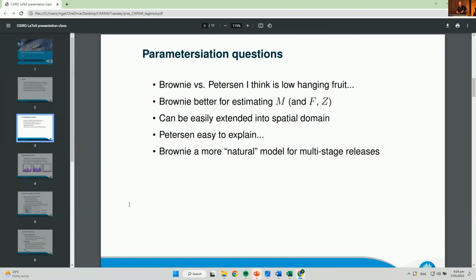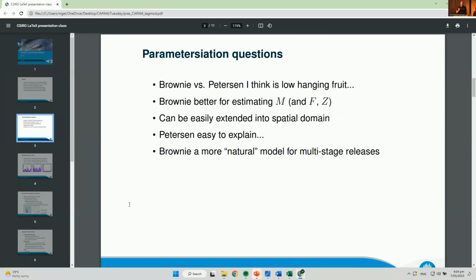Parameterization. I think this is pretty low-hanging fruit. I don't know of much evidence that says the Petersen outperforms a Brownie in pretty much any context. The Brownie's definitely better for estimating M. It's also pretty much better for F and total mortality. It can be easily extended into a spatial domain.